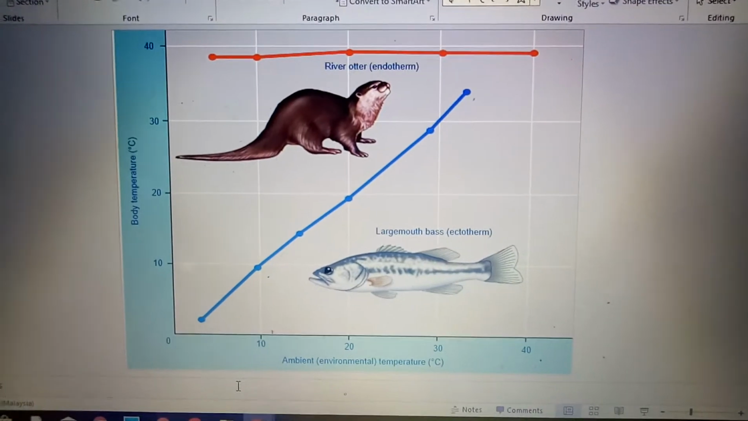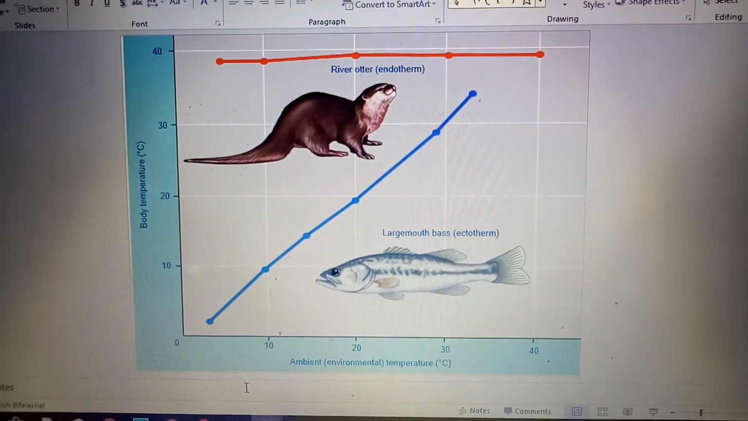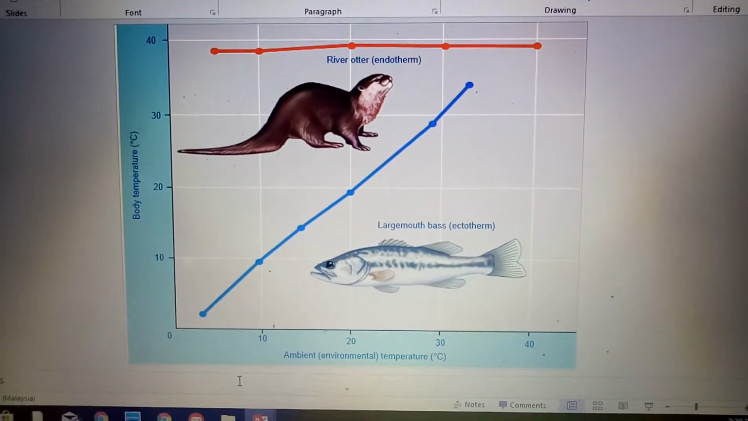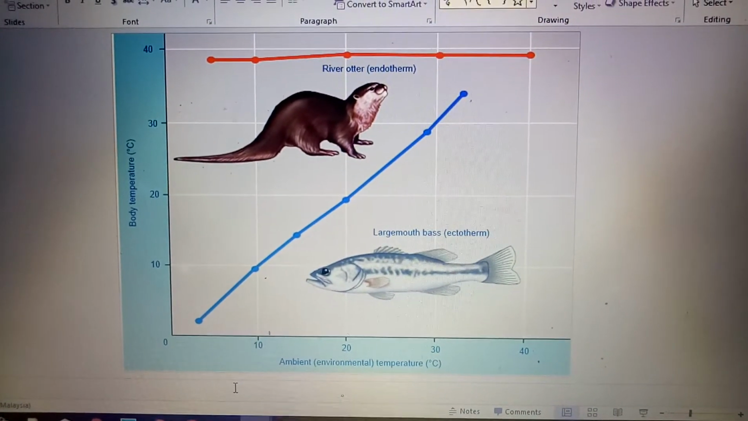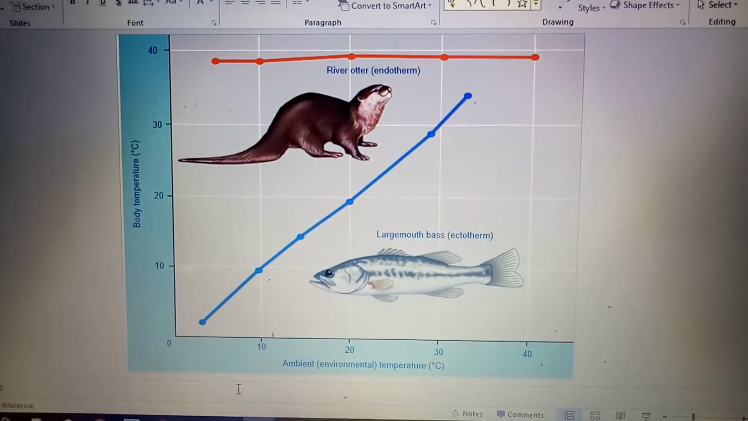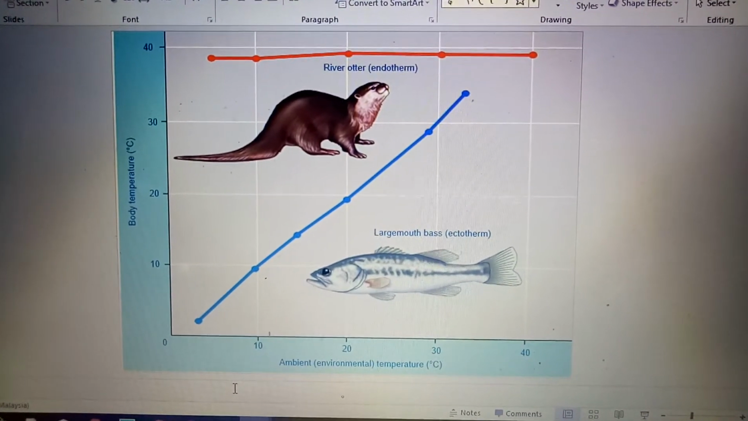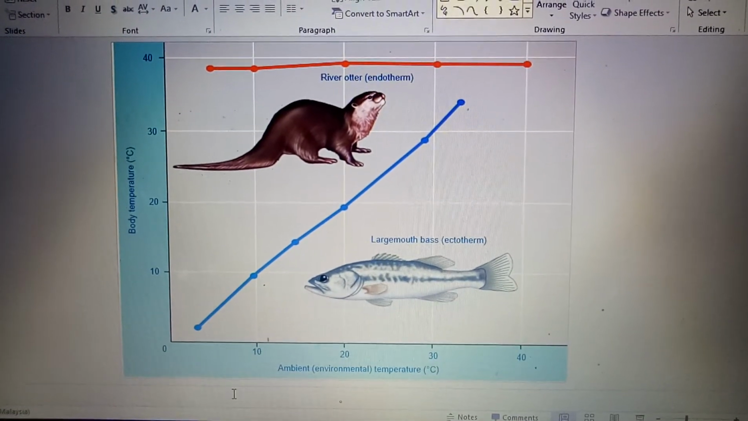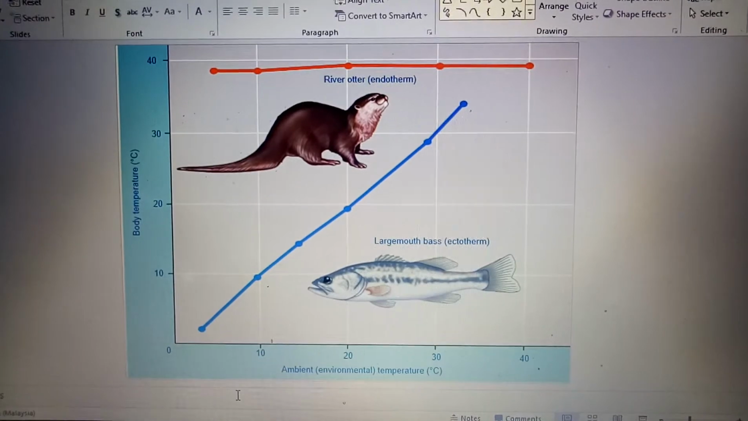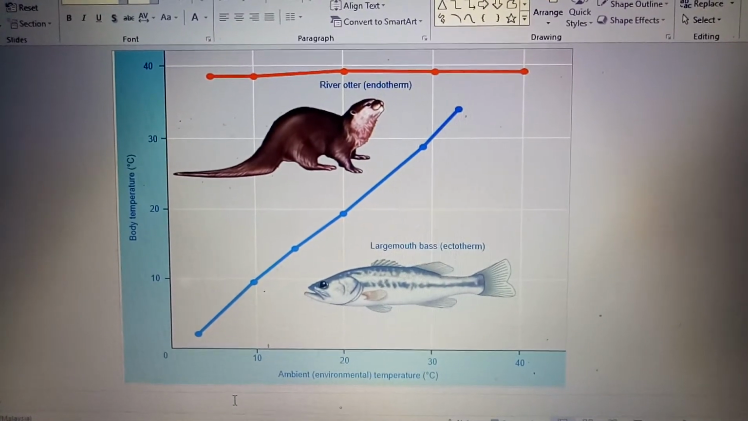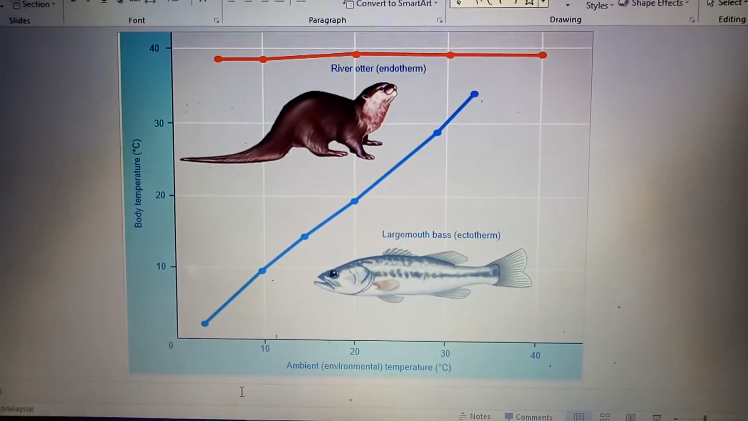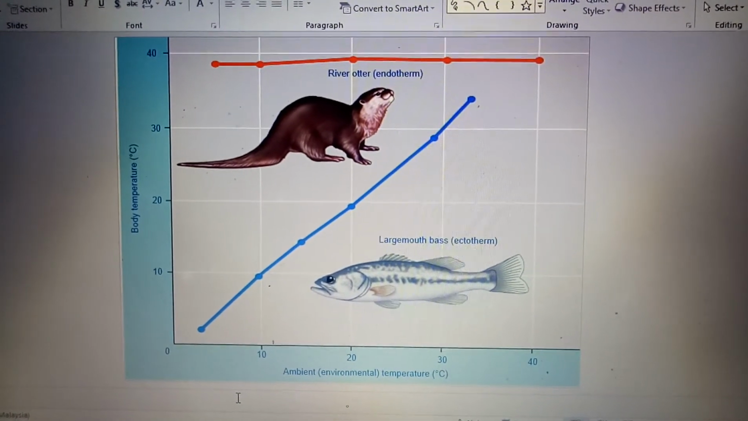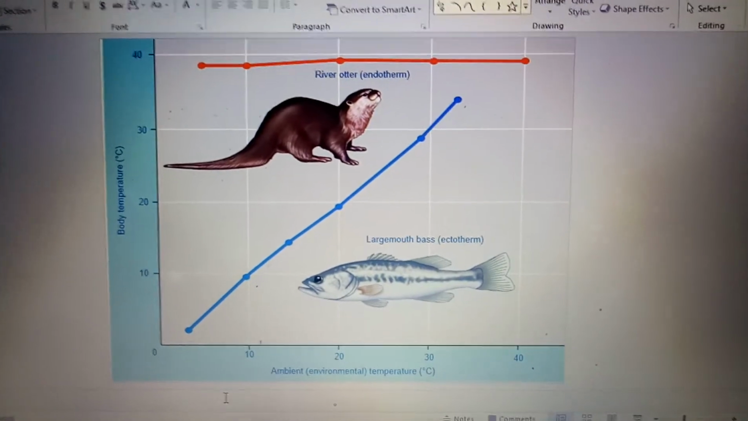If you look at the river otter, the red line in the graph, their temperature still remains almost the same. Meanwhile, for the ectotherm, the fish, the largemouth bass, if you look at it, the temperature is actually increasing, because they are dependent on external sources of body heat and adapt to the external environment.